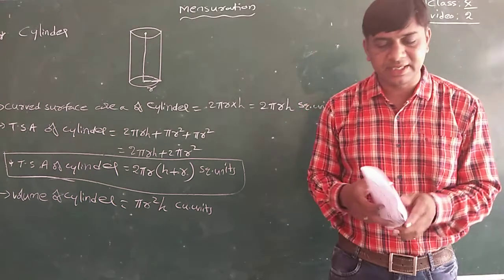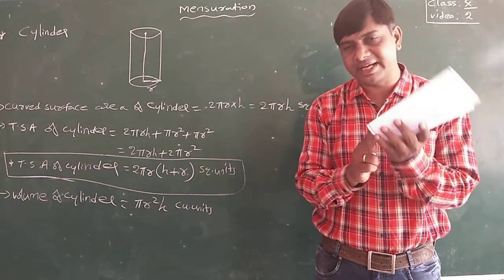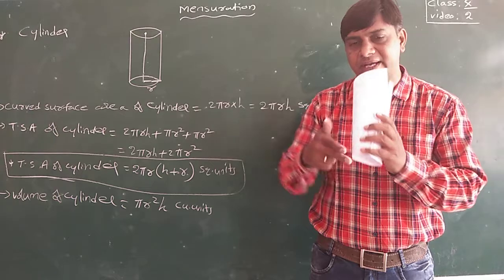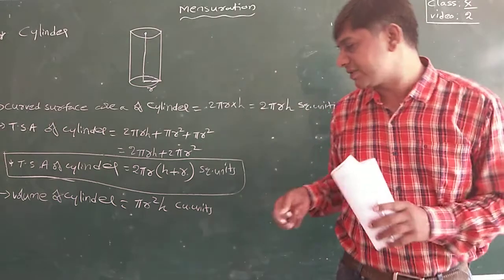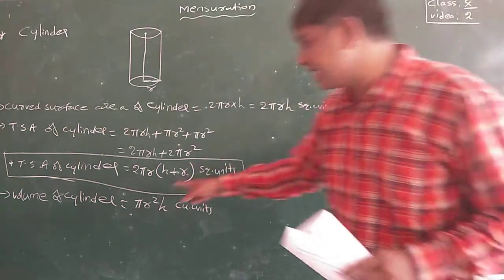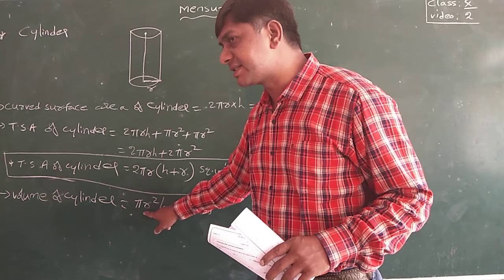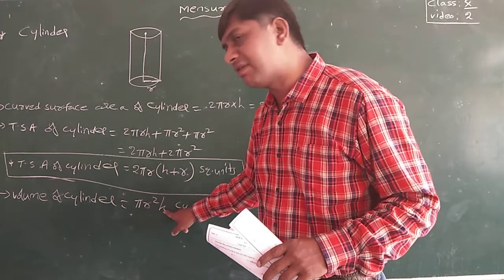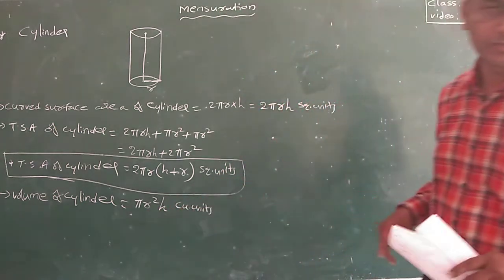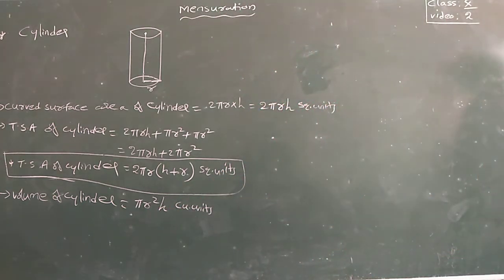How pi r square h? Area of the base into height. The area of the base is circular shape, pi r square, into height. It is cubic units because it is 3 dimensions: radius into radius means unit into unit, and here one more unit, cubic units. Okay, this is about a cylinder.